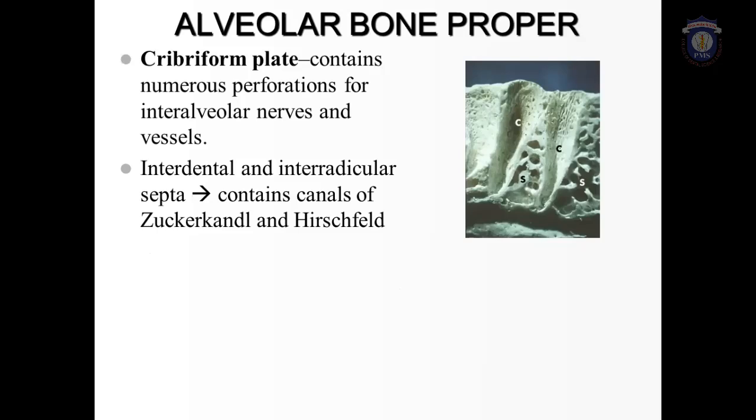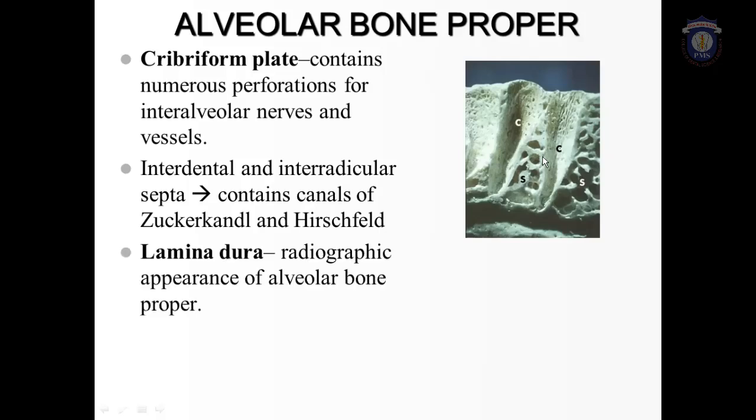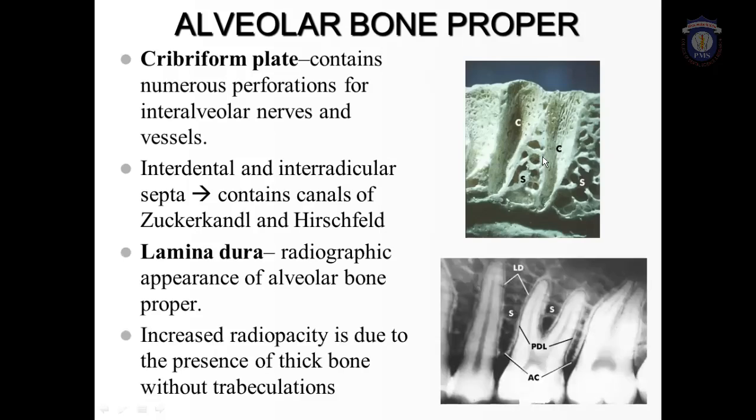The alveolar bone proper has another term, that is cribriform plate, because it contains numerous perforations for interalveolar and intraalveolar nerves and vessels. It also contains the canals of Zuckerkandl and Hirschfeld, which are interdental and interradicular, in the interdental and interradicular septa. This is the interdental and the interradicular septa. They also contain the canals or perforations which are called Zuckerkandl and Hirschfeld.